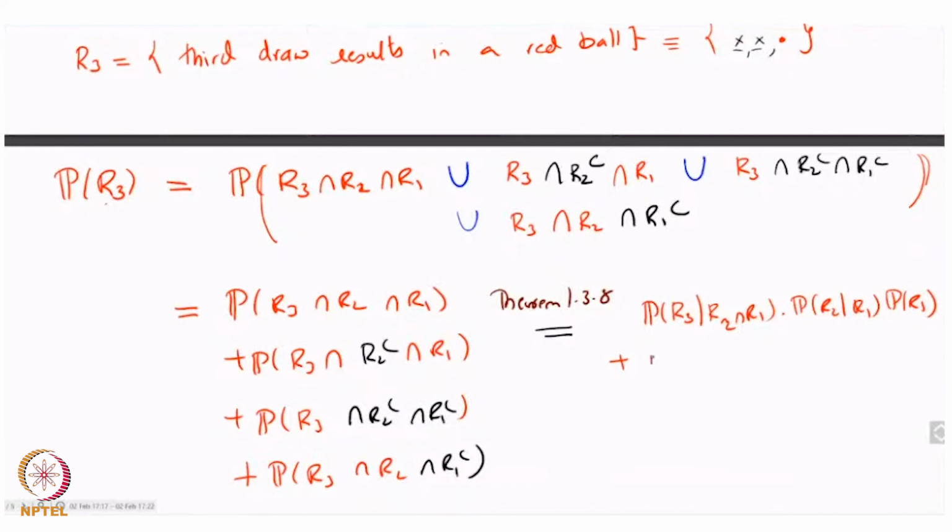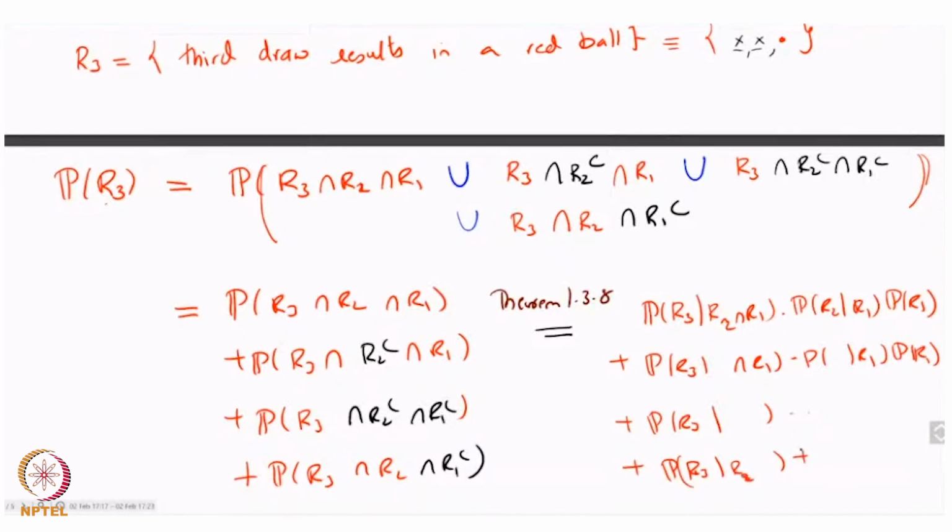So the second one looks like what? Probability of R3 given R2 complement and R1, then probability of R2 complement given R1, times probability of R1. We'll have that here. And you have plus probability of R3 given R2 complement and R1 complement, and then the next will be probability of R3 given R2 and R1 complement, times probability of R2 given R1 complement. That's all.